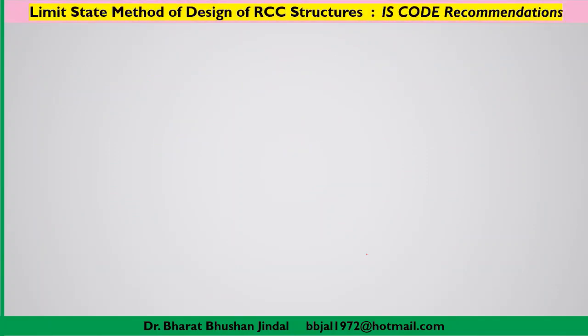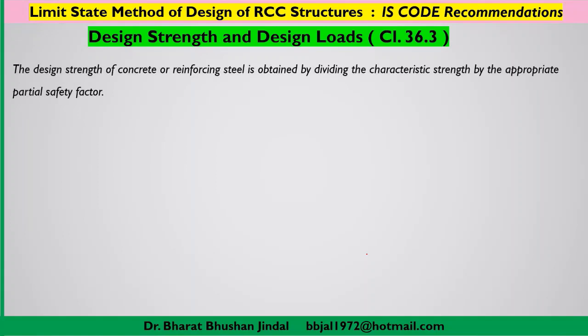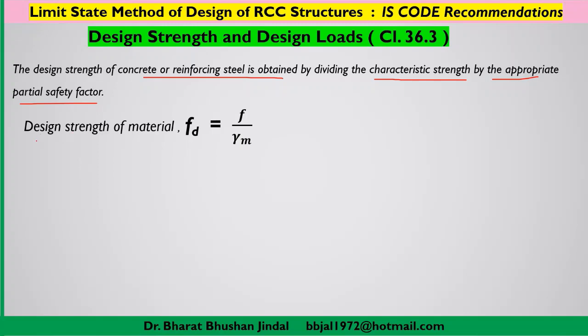Now, limit state method of design. Here, some more information: design strength and design load, and how to do the calculation for them. As already discussed, design strength of concrete or steel can be evaluated by dividing characteristic strength by the appropriate partial safety factor. So when you are going to evaluate the design strength of a material, it may be concrete or steel, we will use this formula, which is available in IS 456 in clause number 36.3 onward.